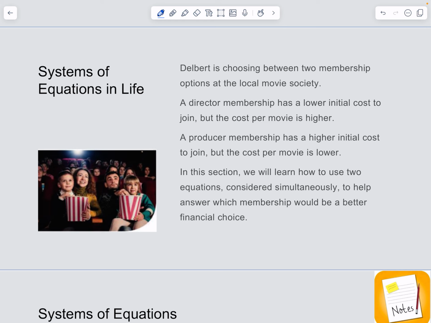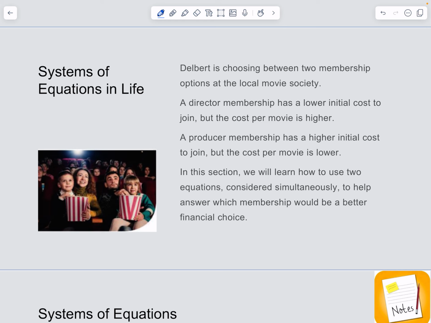A director membership has a lower initial cost to join, but the cost per movie is higher. A producer membership has a higher initial cost to join, but the cost per movie is lower. In this section, what we're going to do is learn how to use these two equations at the same time, simultaneously, to help answer which membership would be a better financial choice.